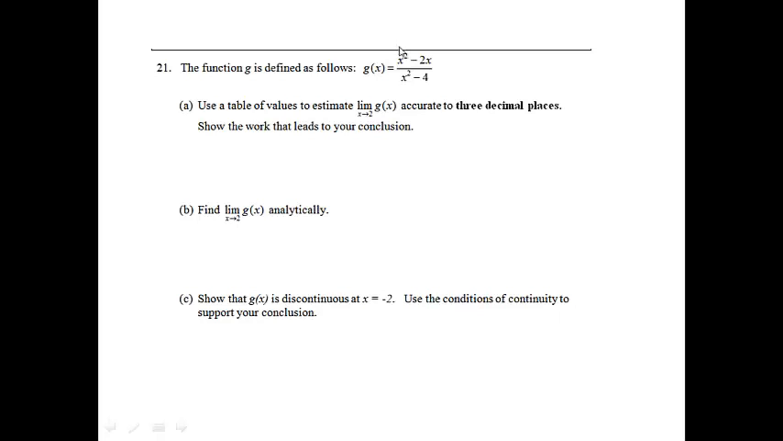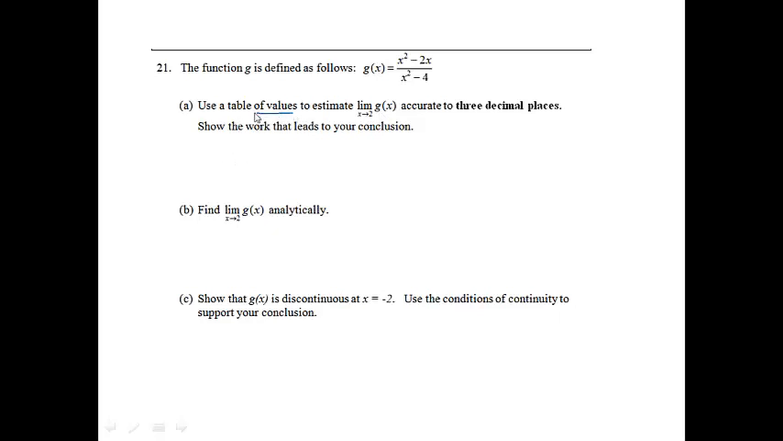Problem 21. The function g is defined as follows. g of x is equal to x squared minus 2x over x squared minus 4. Part A. Use a table of values to estimate the limit as x approaches 2 of g of x, accurate to 3 decimal places. Show the work that leads to your conclusion.